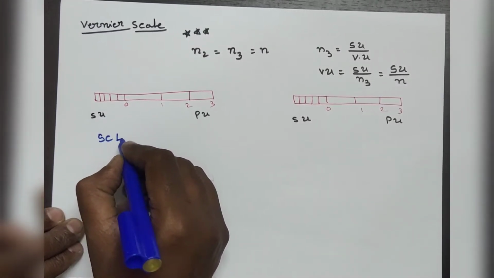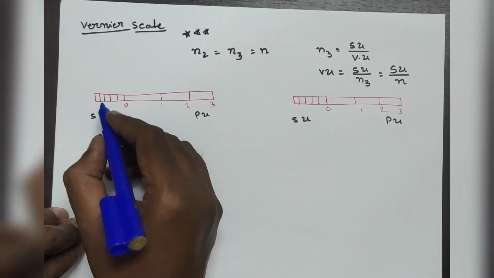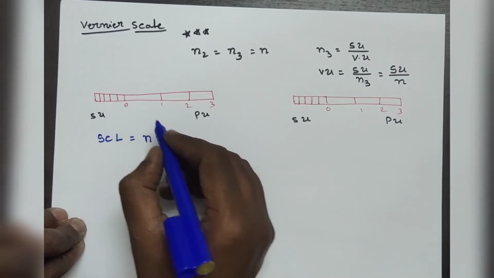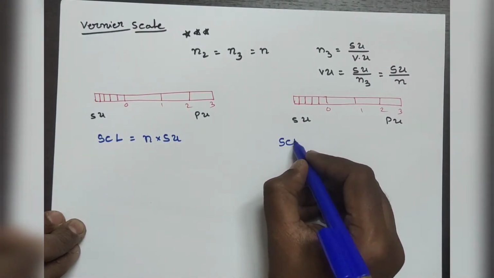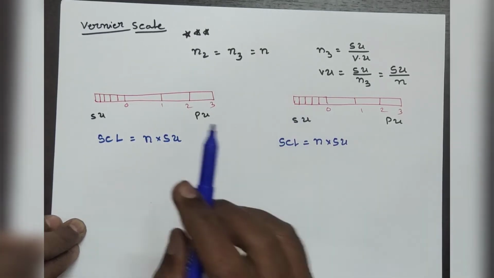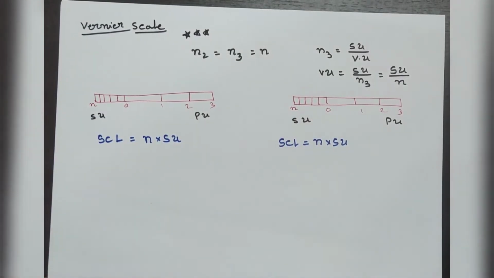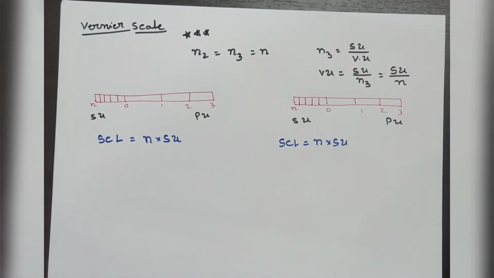So how are we able to know what the secondary scale length is here? Secondary scale length, SCL, is secondary scale length. In this case, how much is it? Let us consider these divisions are N. N into each division is 1 secondary unit. So here also secondary scale length is equal to N into secondary unit. Here I am not giving any value, so I am considering N. Each one division is 1 secondary unit. Here N divisions you make, therefore N secondary units are there.